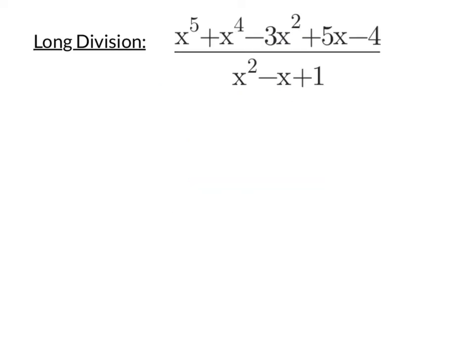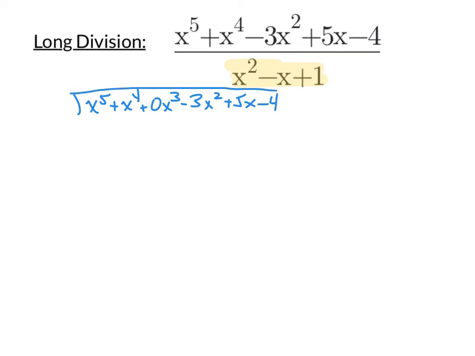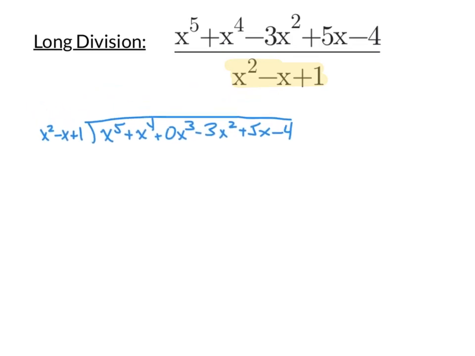When we have this big ugly fraction where our denominator can't be written with linear factors, then we have to use long division. As we set it up, the numerator goes inside. We'll have x to the fifth plus x to the fourth plus 0x to the third minus 3x squared plus 5x minus 4. And on the outside, we'll have x squared minus x plus 1. And it looks like I need a little more room here.